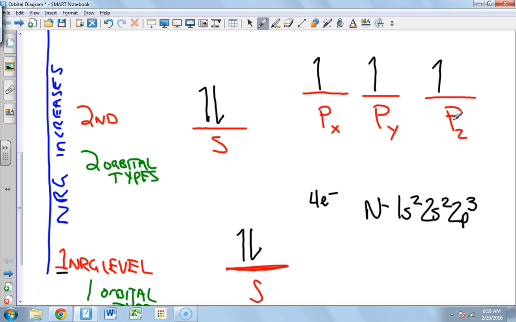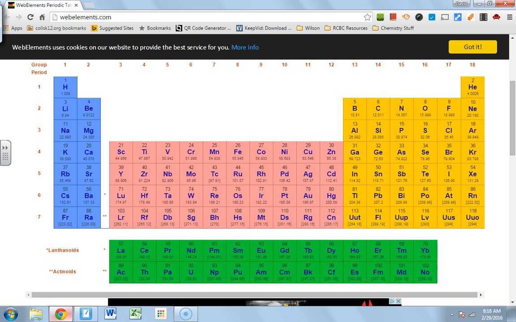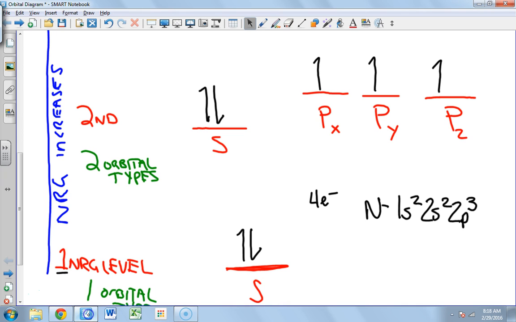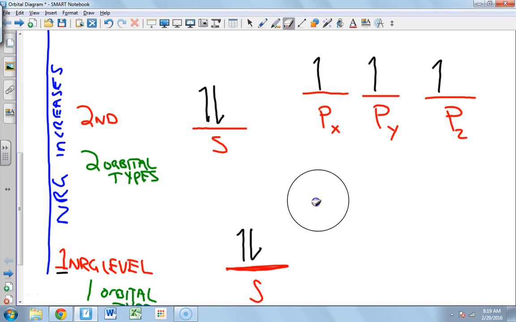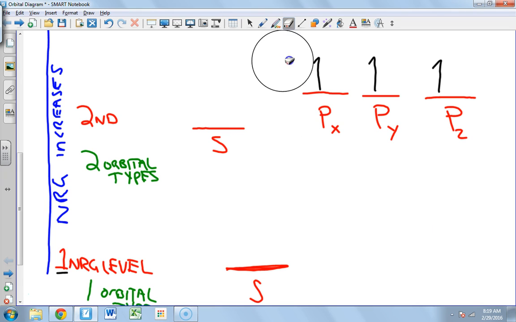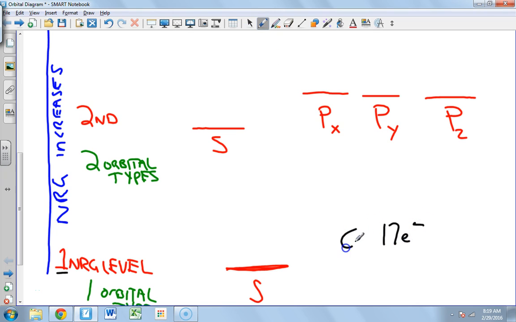Okay. Now, let's see. What if we go to a different element? Let's go to the web elements. Really good element, periodic table online. Let's go to chlorine, chlorine with its 17 electrons. So we're increasing rather rapidly here. So we'll get rid of some of this stuff that we've already done here. Okay, and then we'll go to 17 electrons, and that's chlorine.